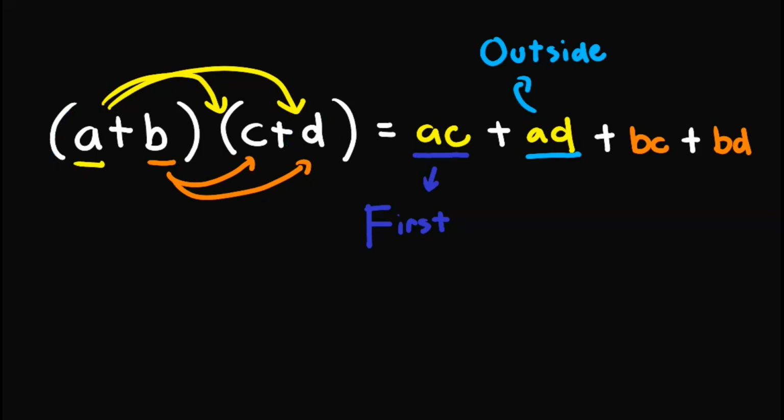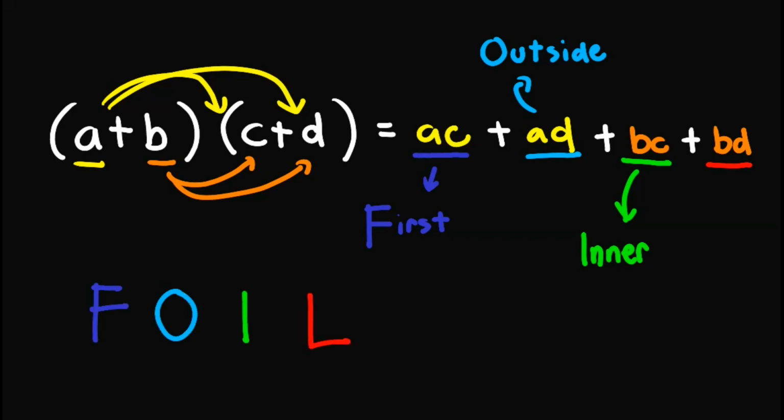BC, on the other hand, represents the inner terms, or these terms out here. And lastly, BD represents the last terms of the two binomials out here. Together, we obtain F, O, I, and L, or the FOIL method.